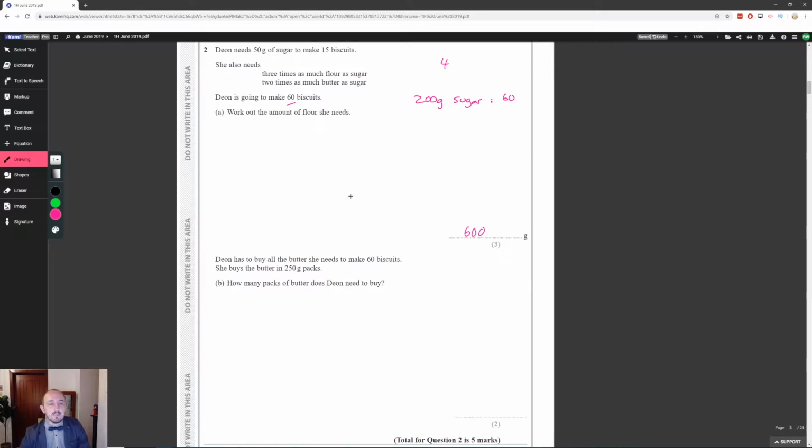To buy all the butter to make 60 biscuits, we still need 4 lots of everything. So we have 200 grams of sugar for 60 biscuits, and the amount of butter is twice that. So we're going to have 400 grams of butter, and they come in 250 packs. So we divide this by 250 and we get 1 point something. So we're going to need 2 packs to give us 500 grams. So we're actually going to need to buy 2 packs of butter there.